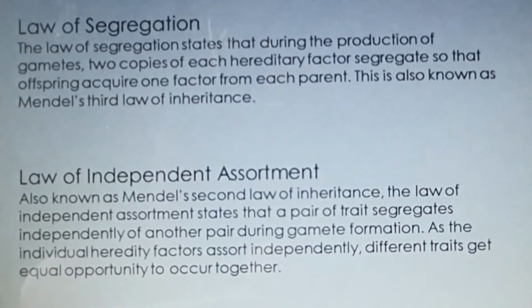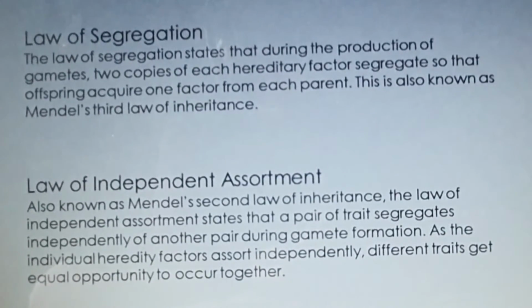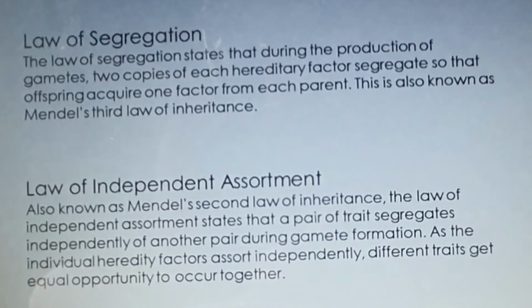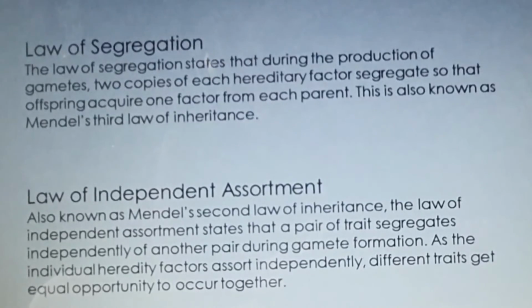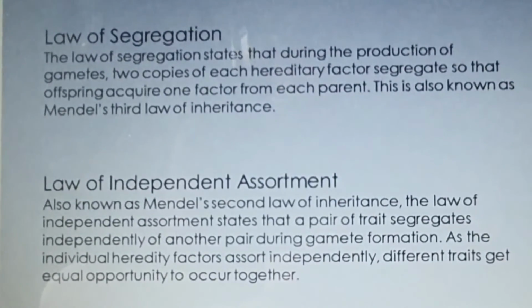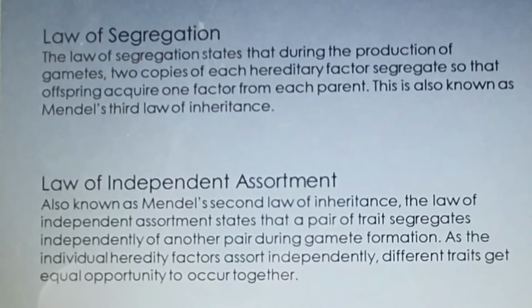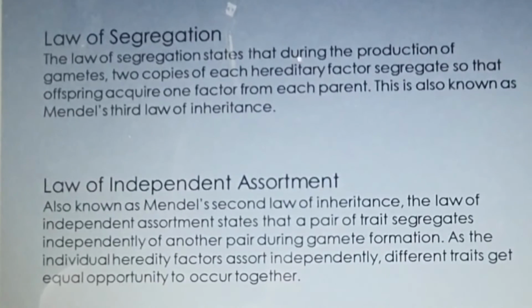Next is the law of independent assortment. This is the second law of inheritance. Assort means to sample, or to group. What happens in the law of independent assortment? See, this is related to the law of segregation only. In the law of segregation we see there is occurrence of segregation. This is about monohybrid, but when it is dihybrid there is not a single character, there are two characters.